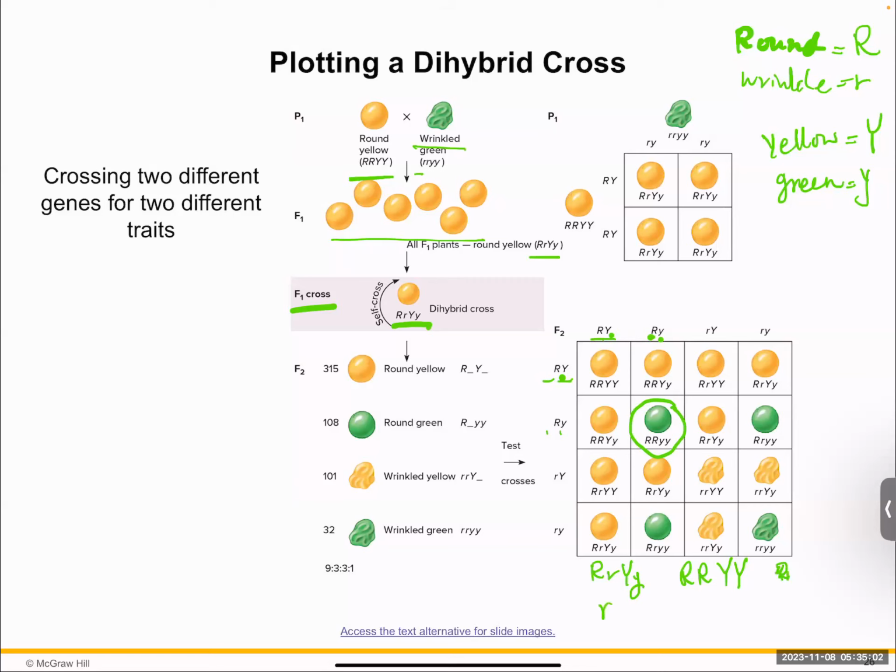You can have R, R, Y, Y. And I'm just giving you some of them to see the variation of it. I'm not going to go over all of them.